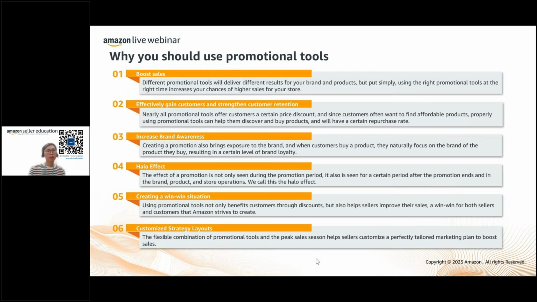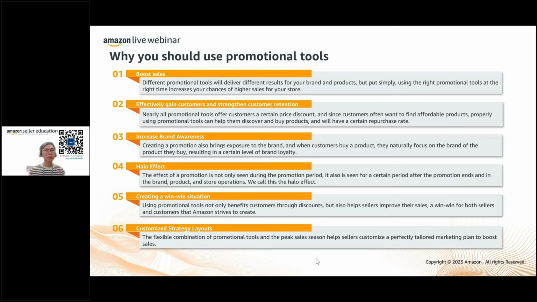All right. Third point is really to help to increase your brand awareness. Right, so it gives more exposure to your brand and the halo effect as well. So usually after the big events like Prime Day, etc., you can also continue to run your promotions. So not just during the big event, even after the promotion, you will have what we call the halo effect. All right, so a period after the big promotion ends, you will still get certain brand, product, and store visibility as well.